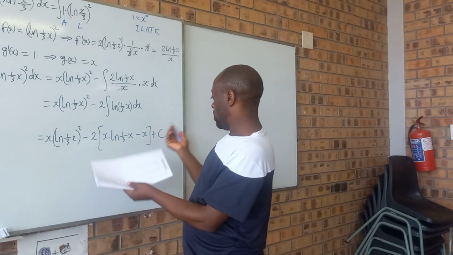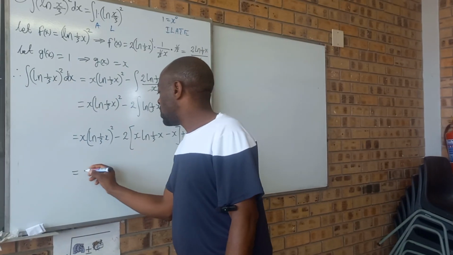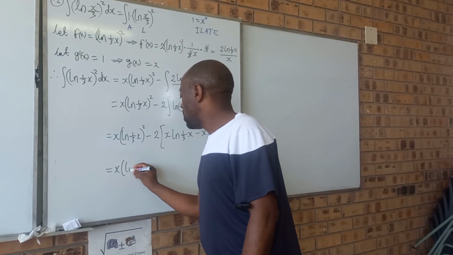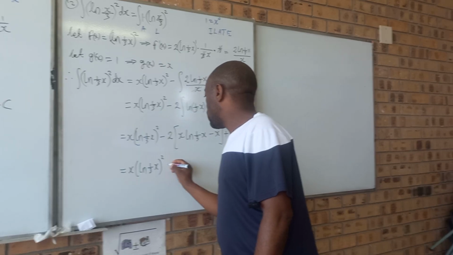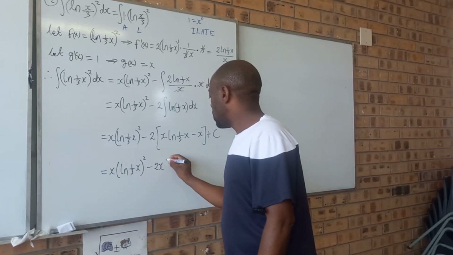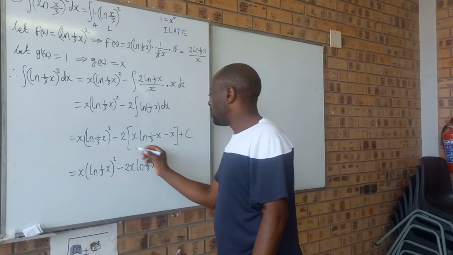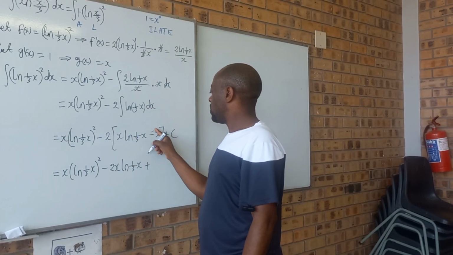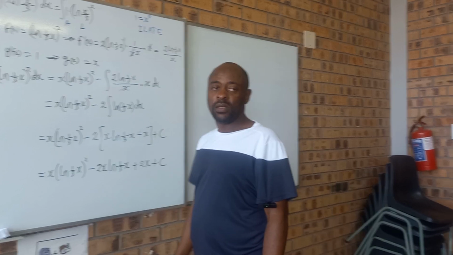So if I have the energy to open the bracket, that is fine. If you don't have that energy, you can still as well leave it like that. So I'm having x (ln(1/3 x))^2 minus 2x ln(1/3 x), then plus, you see this negative 2 and negative x will end up giving us 2x plus c.